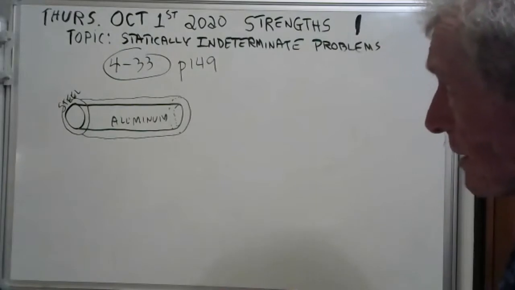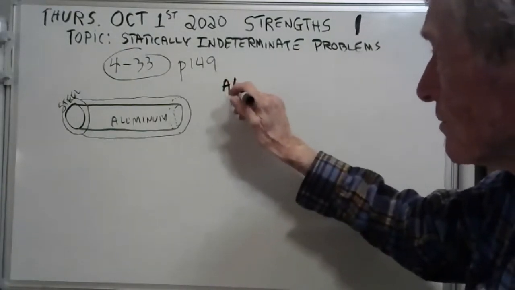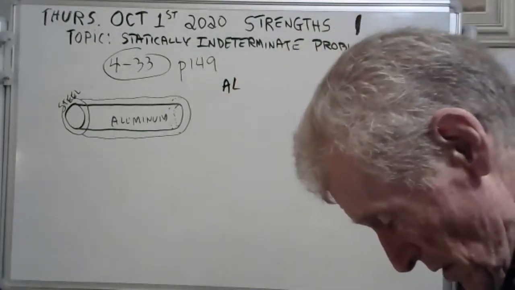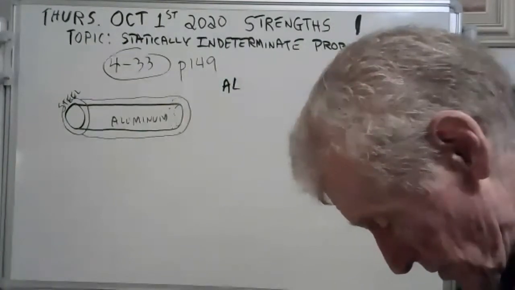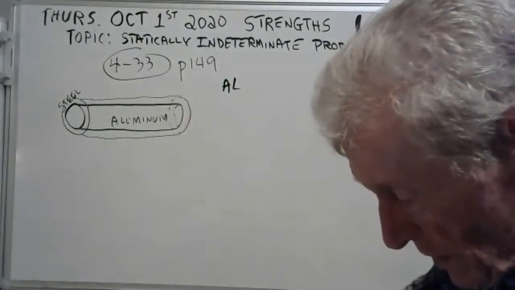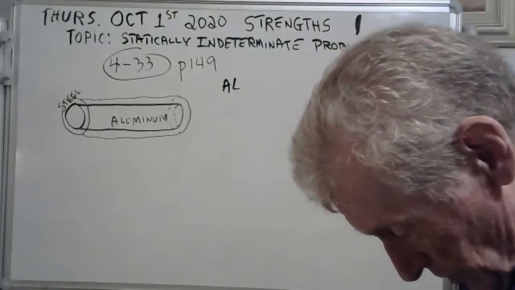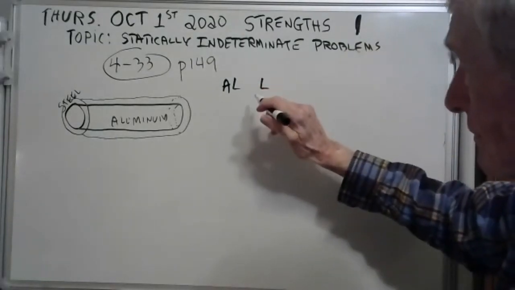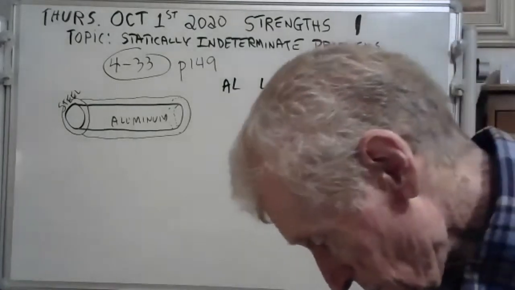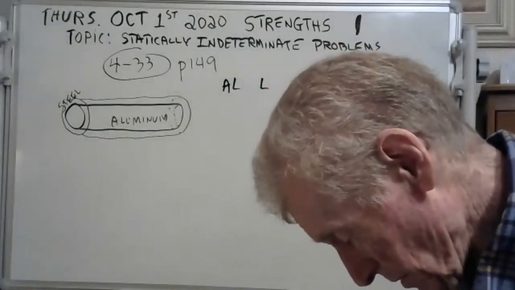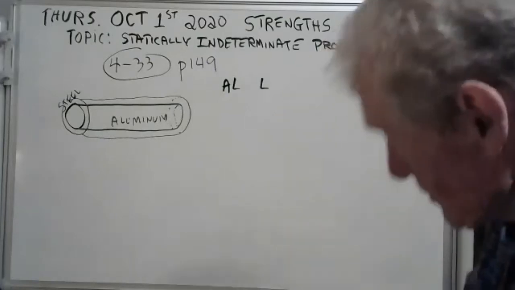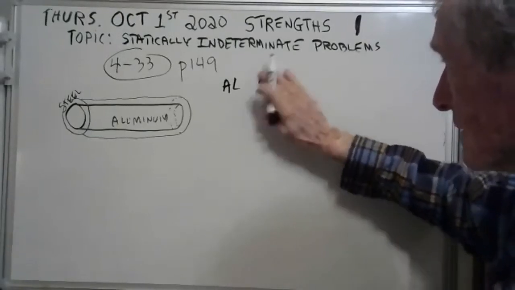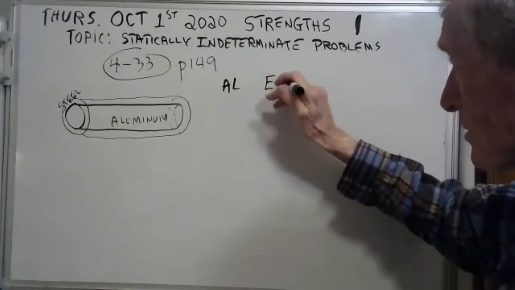Go to the back, and aluminum. We're in the metric system with millimeters and kilonewtons, so we don't want the English, we want the metric stuff. A36 steel, the aluminum, this particular alloy of aluminum is 68.9. I'm trying to write down the modulus of elasticity.